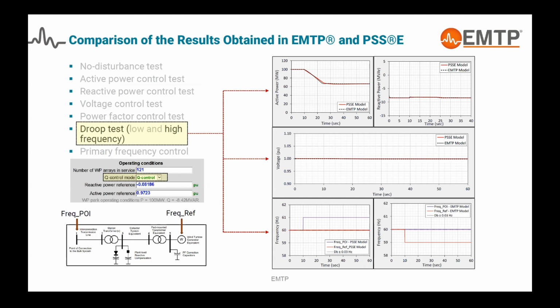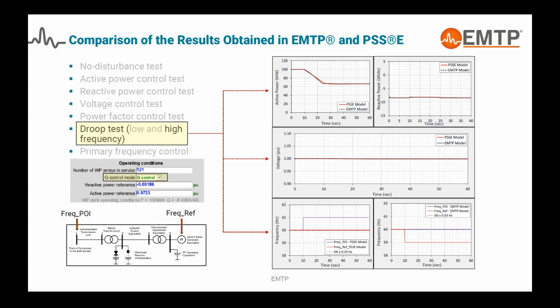And what I want to highlight here is the way that this test was performed in PSSC and EMTP. This test was performed in PSSC using a component to play back the frequency and voltage at the POI, right? So we just use a component and increase the frequency at the POI. As you can see, this purple line is the frequency at the POI. And here we have a red line that is the frequency reference set at the PPC, right?